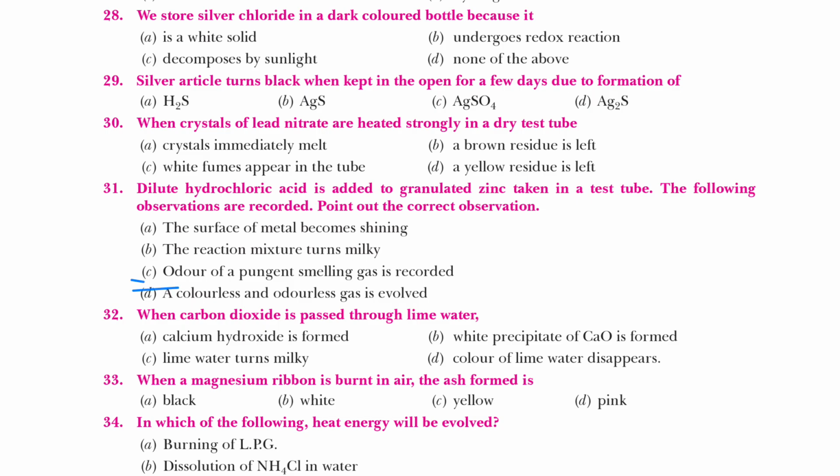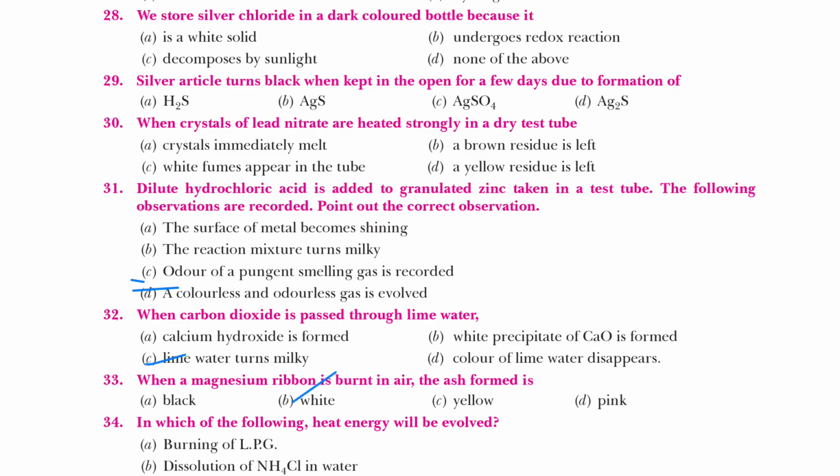When carbon dioxide is passed through lime water, calcium hydroxide is formed. Lime water turns milky. White precipitate of calcium oxide is formed. Color of lime water disappears. So in the 30th question, lime water turns milky. If a small amount of carbon dioxide passes through lime water, it turns milky. But when excess carbon dioxide is passed, the color of lime water disappears again by the formation of calcium bicarbonate. When a magnesium ribbon is burnt in air, the ash formed is white colored.